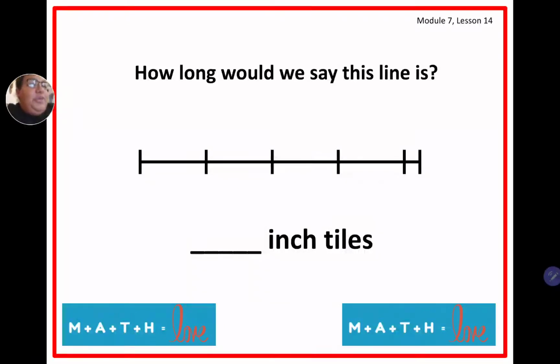So, how long would we say this line is? One, 2, 3, 4, 5. But is this truly an inch? No, right? So it would be about 4-inch tiles still. Now, for those of you that are going to be like, no, miss, it's 4 and a quarter or 4 and 1/3, calm down.